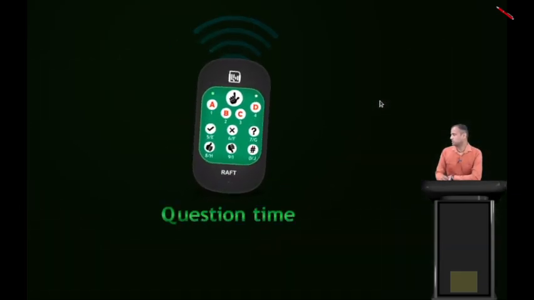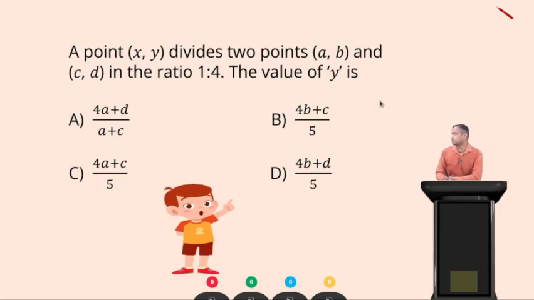Okay class, now again question time. A point x, y divides two points A, B, and your time starts now.